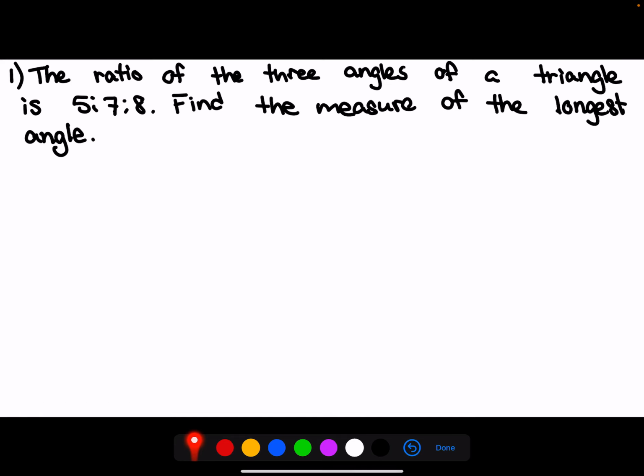The ratio of the 3 angles of a triangle is 5 to 7 to 8. Find the measure of the longest angle. Now again, feel free to pause the video at any time that you need to.